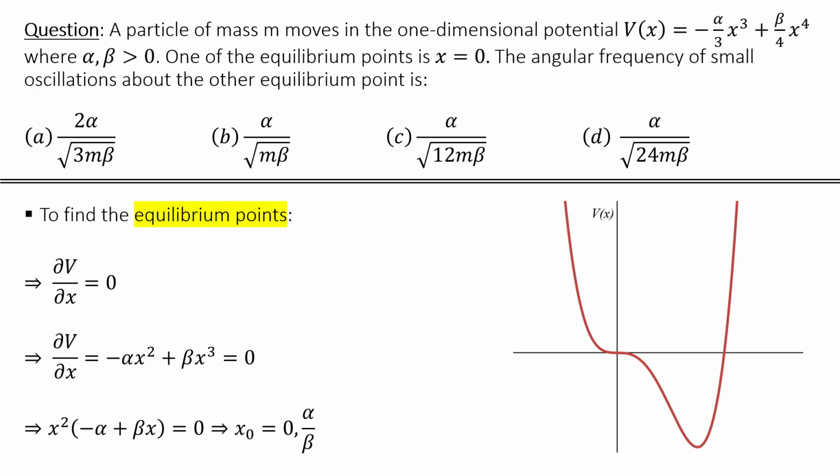To find this equilibrium point, we will take the first derivative of the potential with respect to position and set it equal to 0. Setting the first derivative of this potential, which is minus alpha x squared plus beta x cubed, to be 0, we get our equilibrium positions x naught to be 0 and alpha by beta. We are already given that one equilibrium point is x equals 0, but the question is asking us to calculate the angular frequency about the other point, which is alpha by beta.